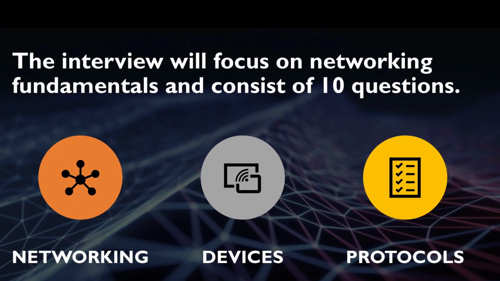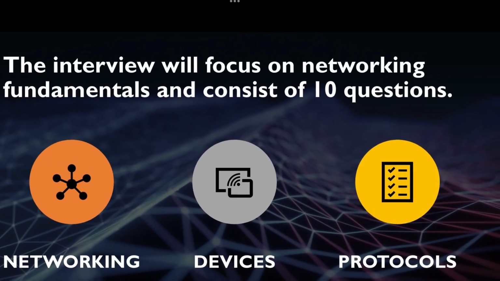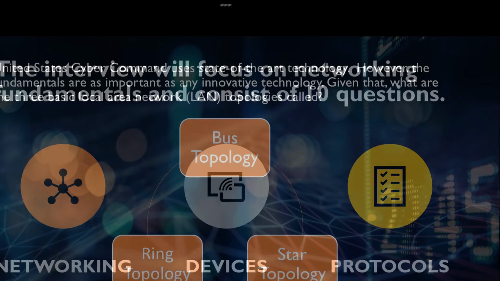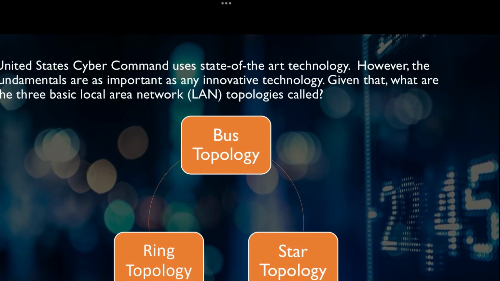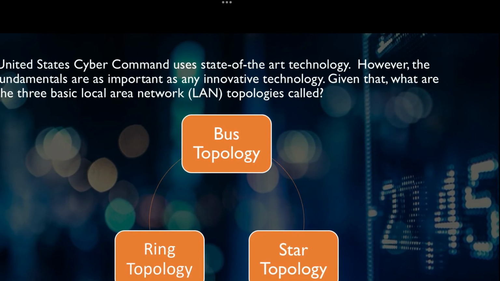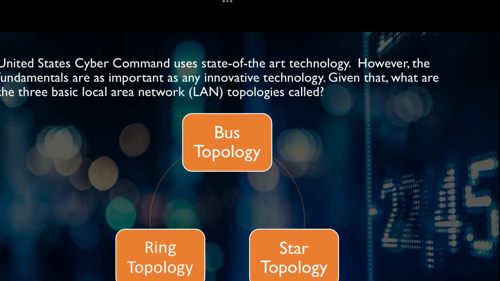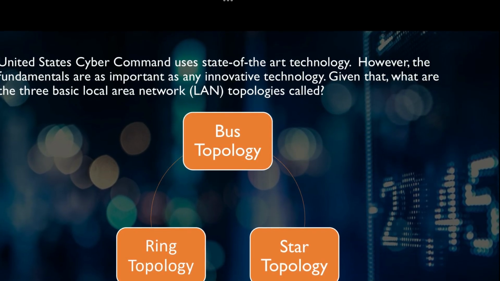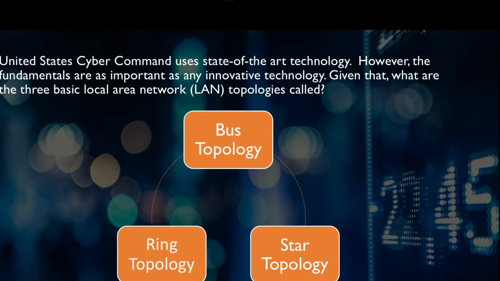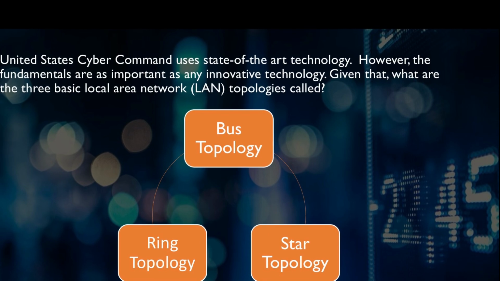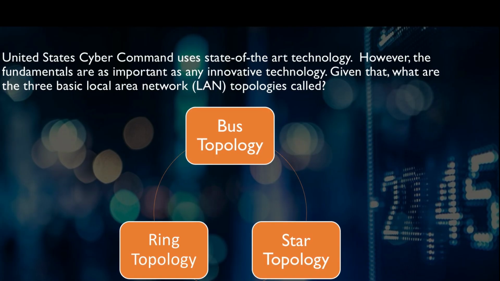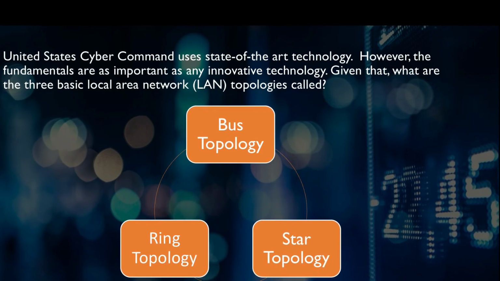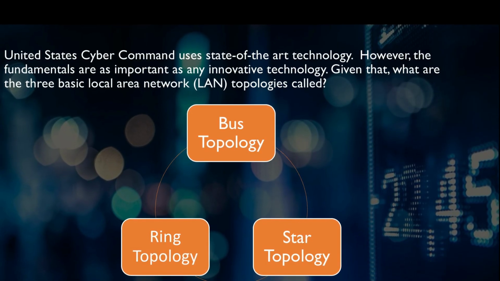The first question is, the United States Cyber Command uses state-of-the-art technology. However, the fundamentals are as important as any innovative technology. Given that, what are the three basic local area network topologies called? The three basic LAN topologies are bus, star, and ring topologies. Each topology describes how devices are physically and logically connected.